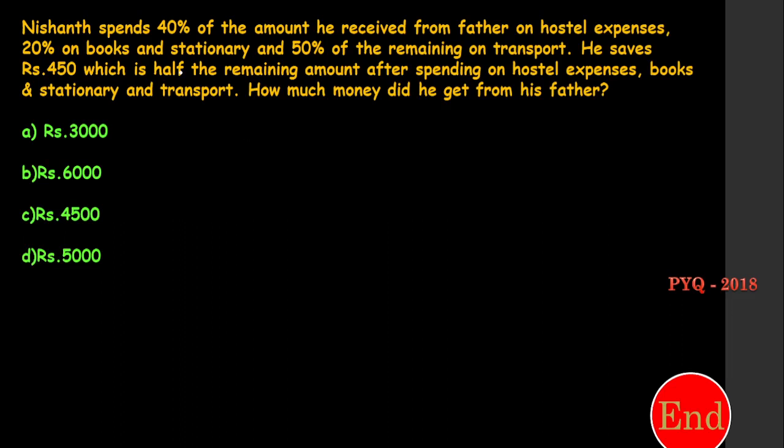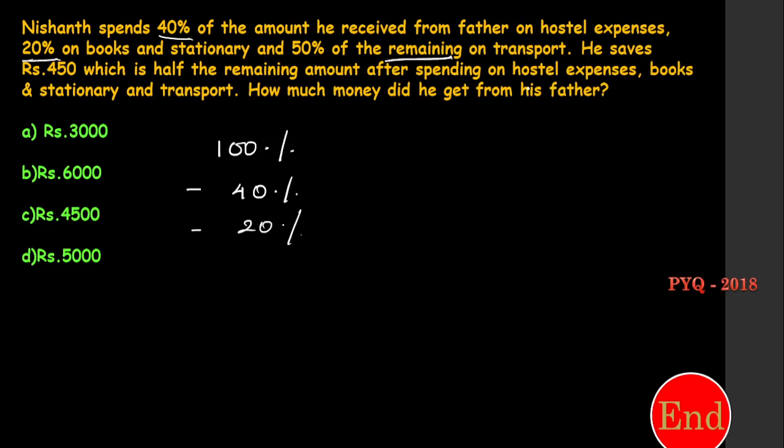In this question, Nishant spends 40% of the amount he received from the father on hostel expense. So let's take 100% as the initial amount. He spends 40% initially and 20% on books and stationery. So then 20% on books and stationery and 50% of the remaining.